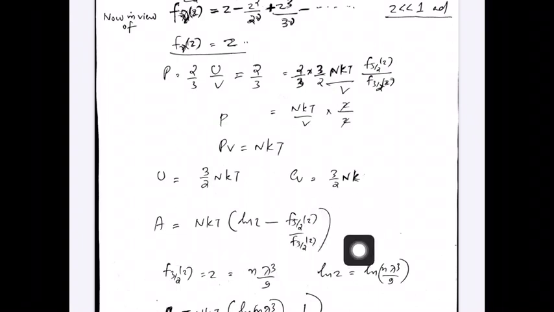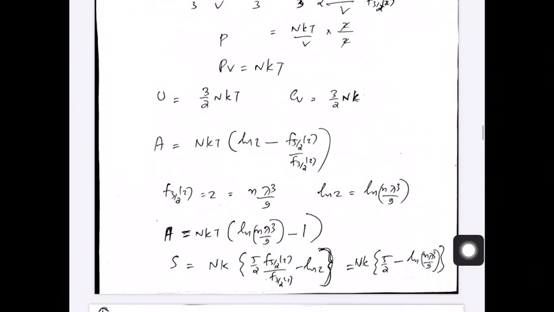And what about the Helmholtz free energy? That is equal to NkT [log z minus f_{5/2}(z) by f_{3/2}(z)]. This quantity will be equal to 1, because this is z and this is also z. So NkT in brackets, log z minus 1. Now f_{3/2}(z) is z, since z is very small, and that is equal to nλ³ by g. So log z is log of nλ³ by g. So the Helmholtz free energy is NkT [log(nλ³/g) minus 1].